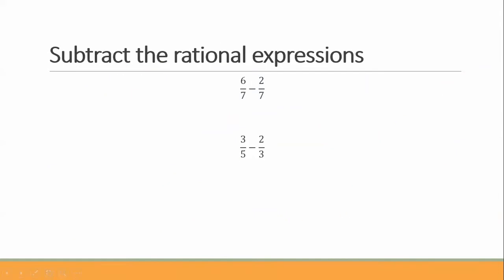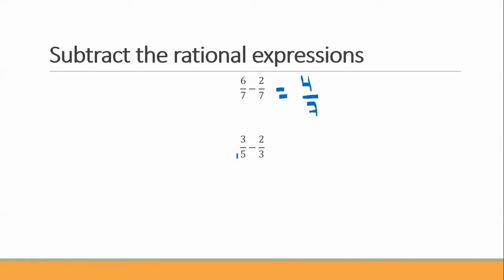Subtracting rational expressions is the same as when we were adding rational expressions. We need a common denominator. So we have 6/7 minus 2/7. That already has a common denominator, so we get 4/7.